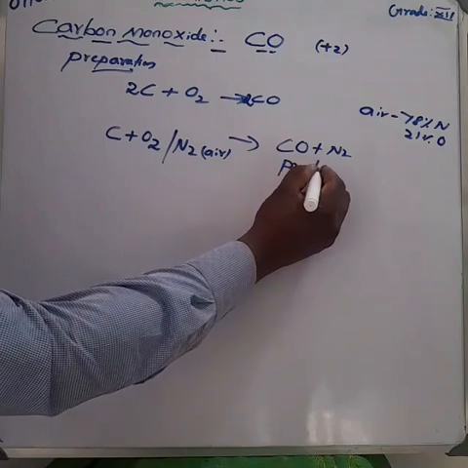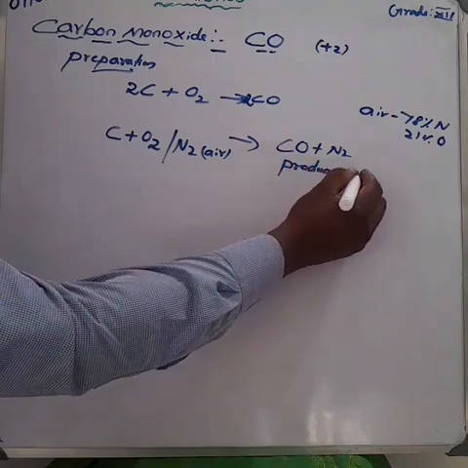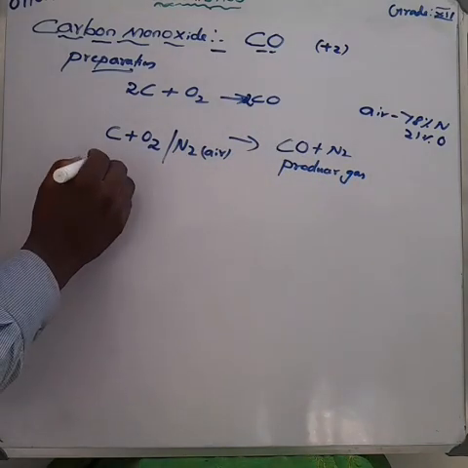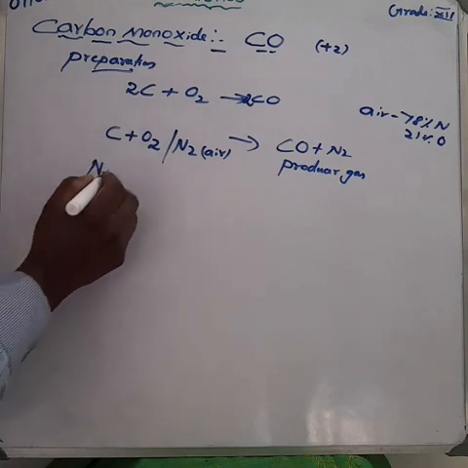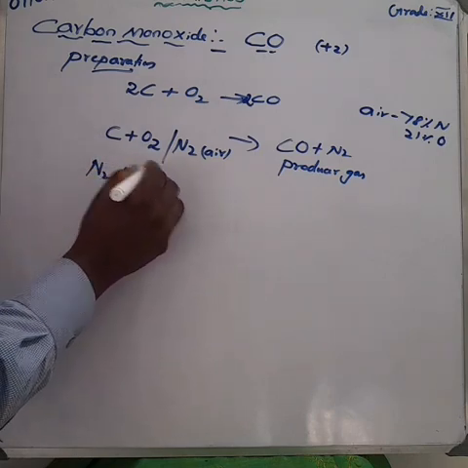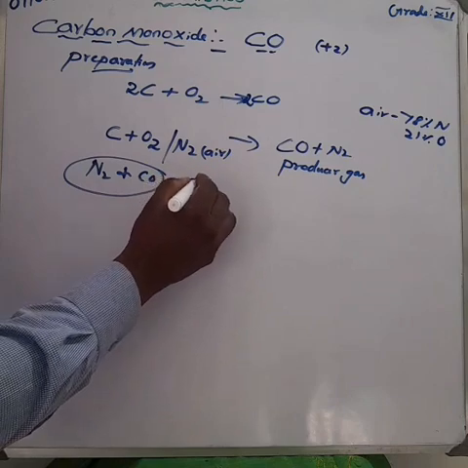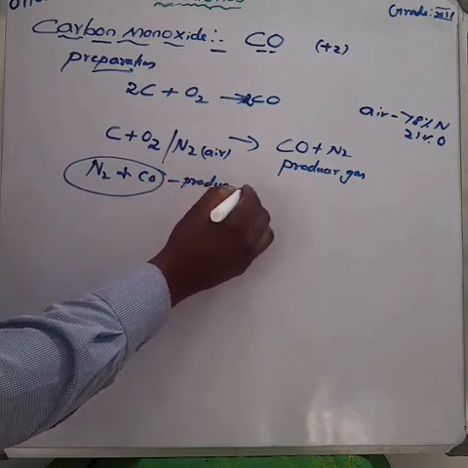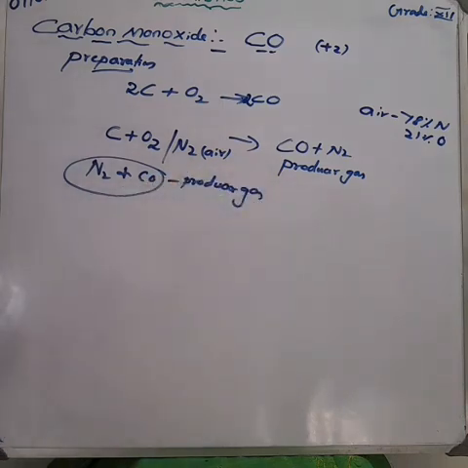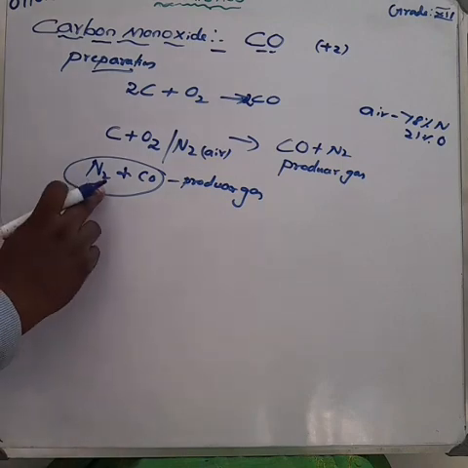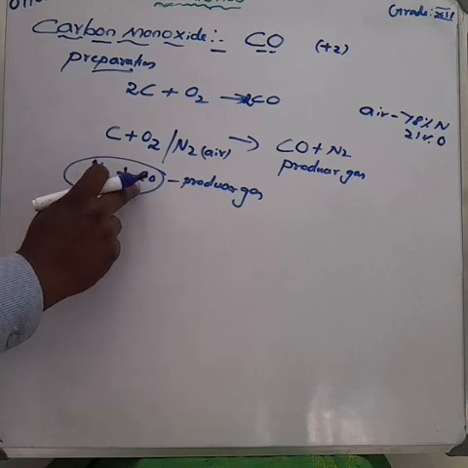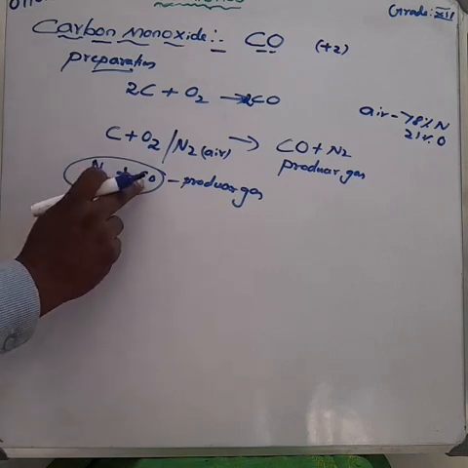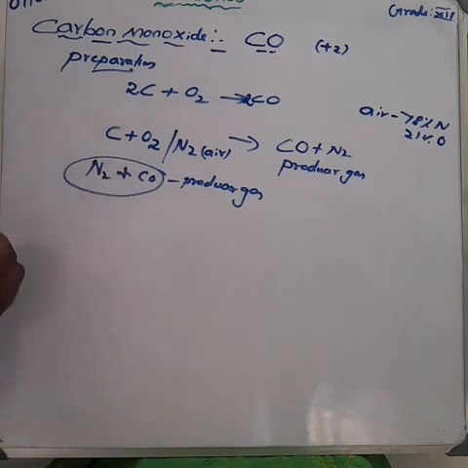This we call producer gas. What is a producer gas? That means the mixture of nitrogen, that is dinitrogen, and carbon monoxide is called producer gas. Okay. What is a producer gas? Dinitrogen means N2. The mixture of dinitrogen and carbon monoxide is called producer gas.